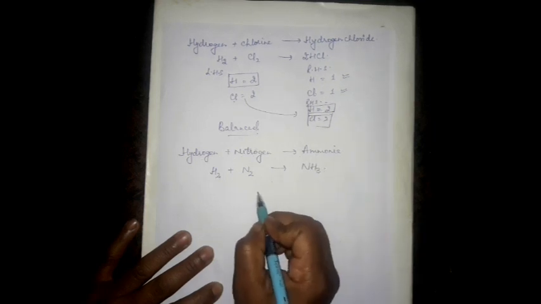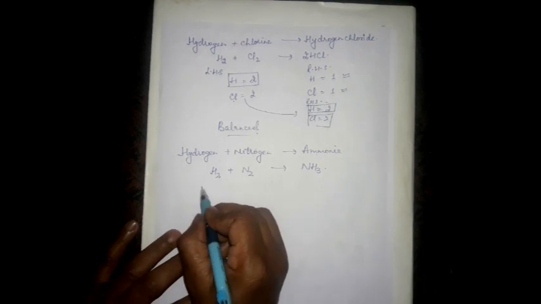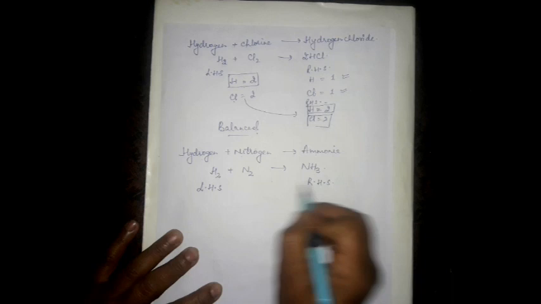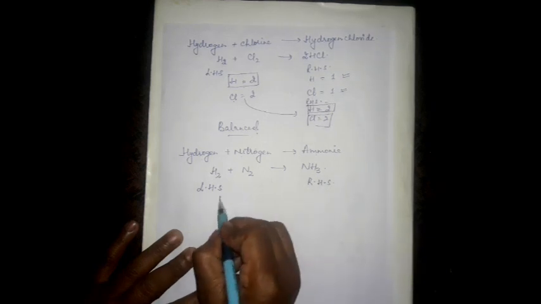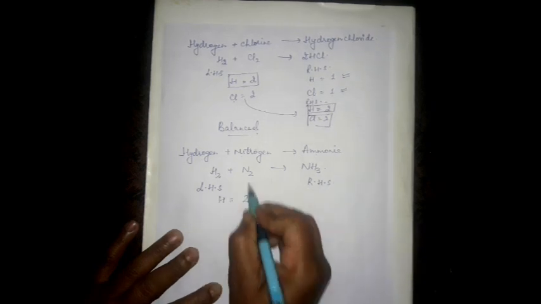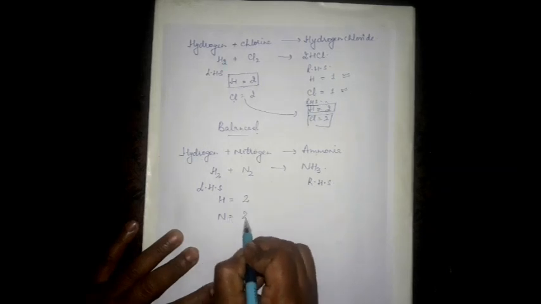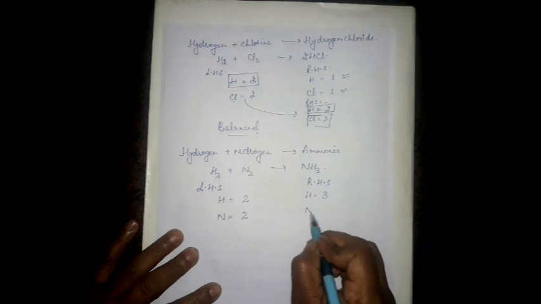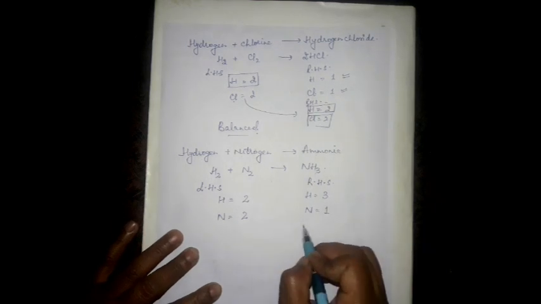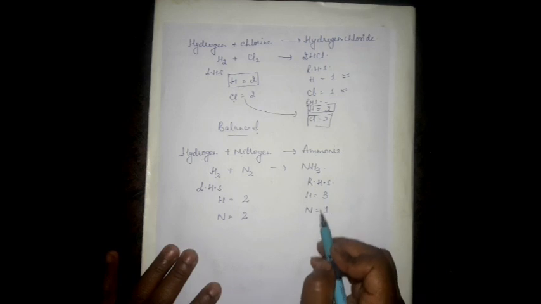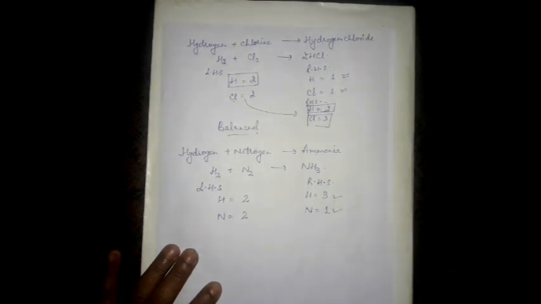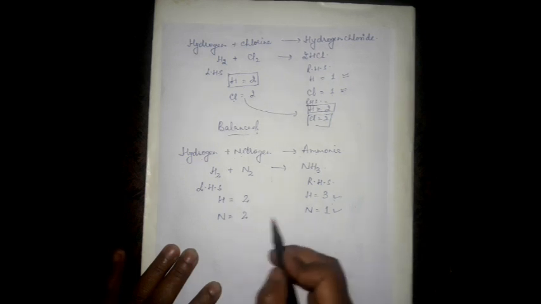Now for balancing, again we have to follow the same rule. Write left hand side and right hand side. On the left hand side we have hydrogen, how much? 2. Nitrogen 2. On the right hand side we have hydrogen 3 and nitrogen 1. It means that both hydrogen and nitrogen need to be balanced. In order to make the equation balanced, we will take hydrogen and nitrogen.